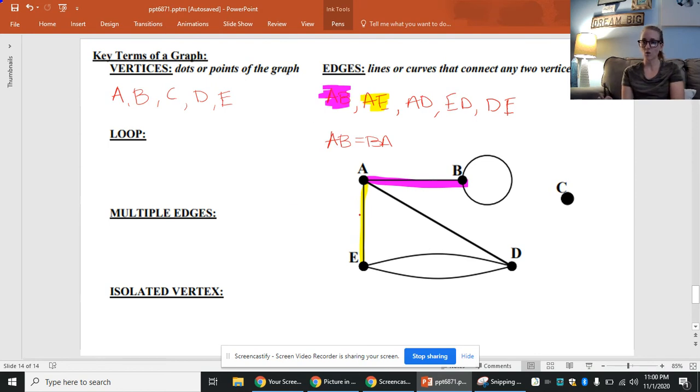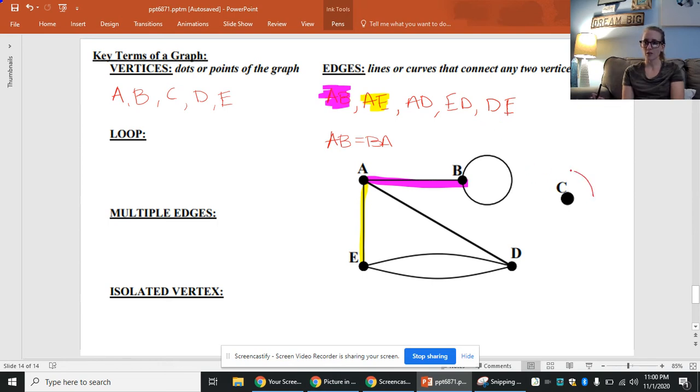The only time that order matters, or that you have to think about it, is here when you have E to D and D to E, you've got two lines or curves coming from this back and forth between the same two points. So when you list them, you could list it as ED and DE.